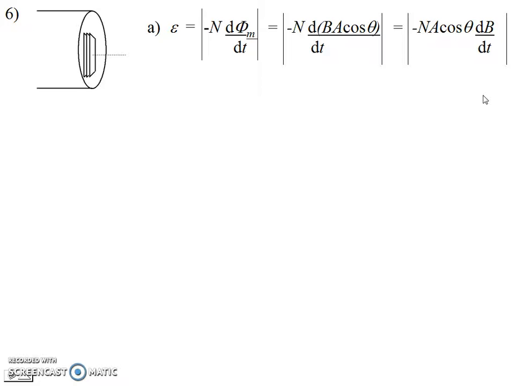Now we aren't actually given the information about how quickly the magnetic field changes. Instead, we're told about the current to the solenoid. So if you didn't figure it out yet, pause the video and go back and find the equation for the magnetic field produced by a solenoid.